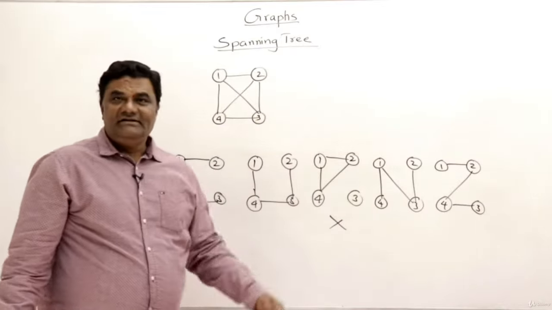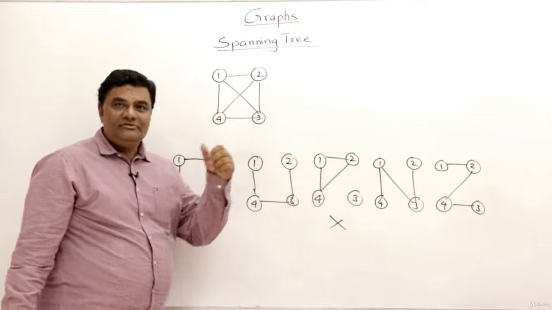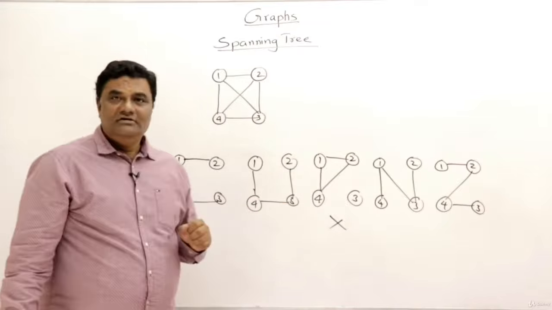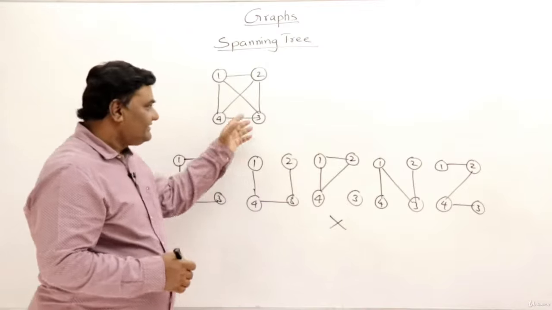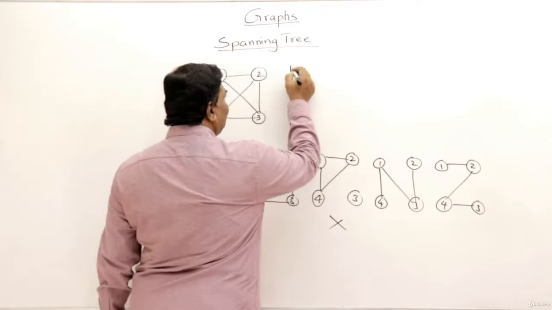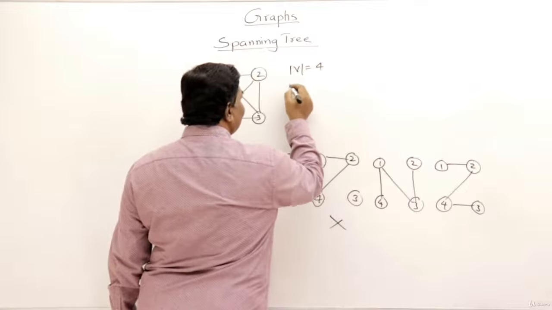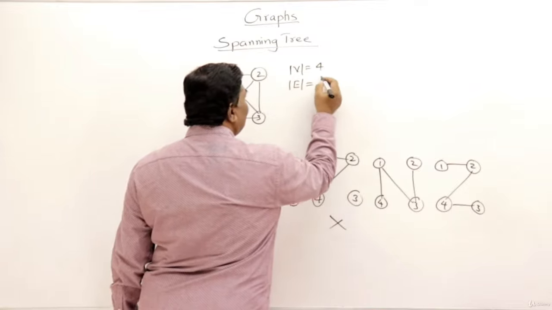See, these are also spanning trees. So various spanning trees are possible for a given graph. Can we calculate how many spanning trees are possible for a graph? Let us see. See how many vertices are there? 4 vertices.